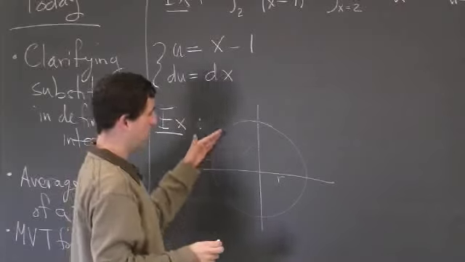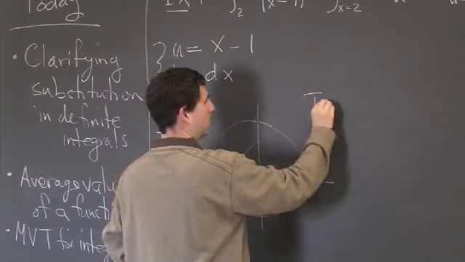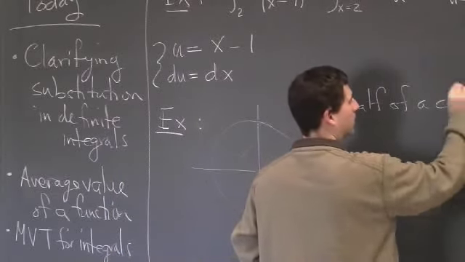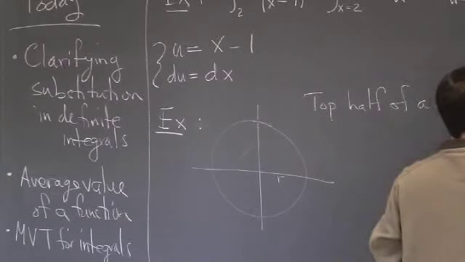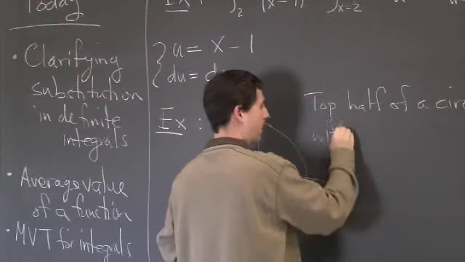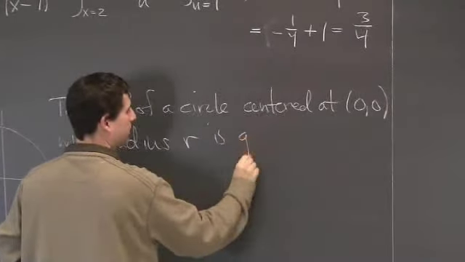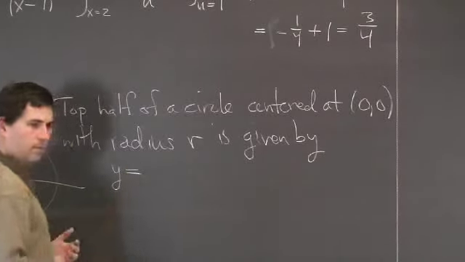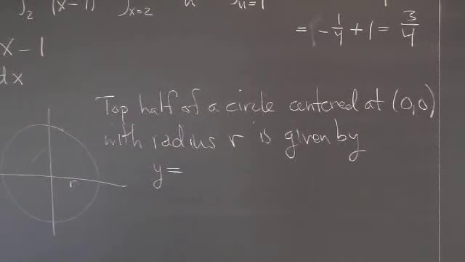Right? Okay, and we actually know a formula for the top half of the circle. So what's the top half of a circle centered at 0 with radius r given by? y equals, anybody remember? The formula for the upper half of a circle with radius r centered at 0, 0.